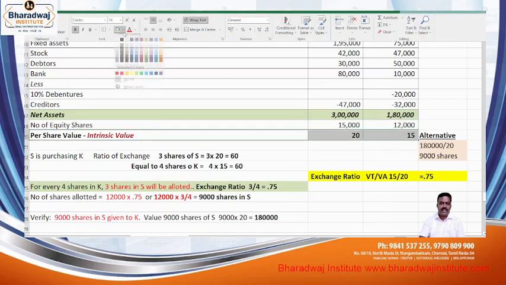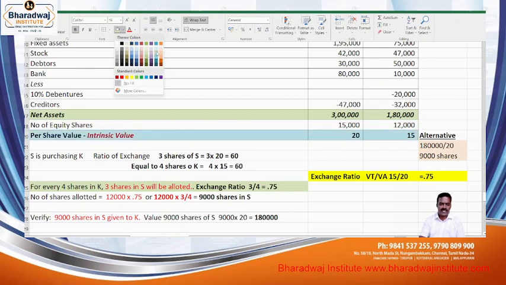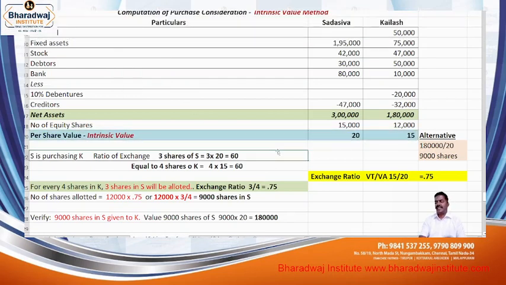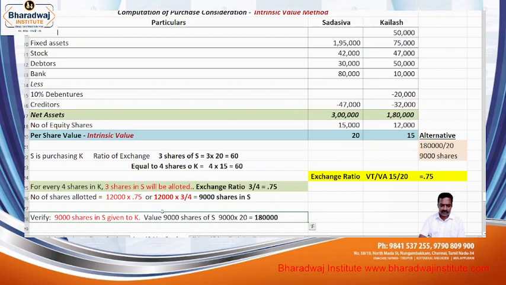Any doubt in intrinsic value now? It is an extension of which method? Net assets method. Net assets divided by number of equity shares gives us which one? Intrinsic value. Value of target here means market price of target divided by market price of acquirer, or net assets value of target by net assets value of acquirer. So these alternative answers are only for your logical understanding, which you may use in future. But this is the best way.